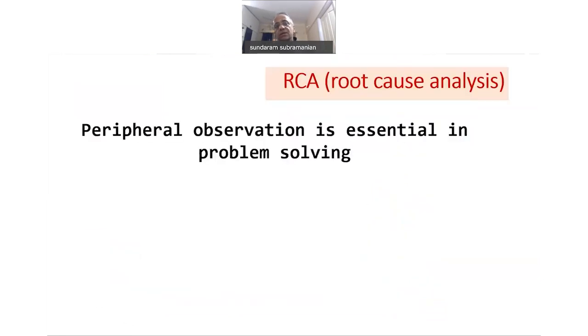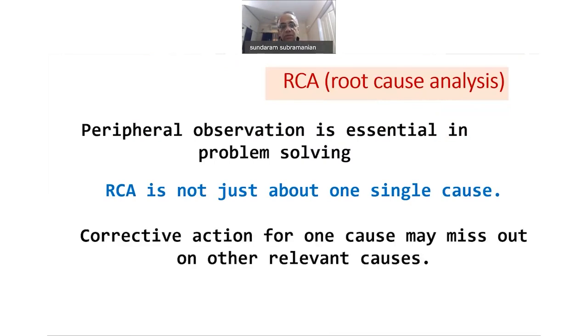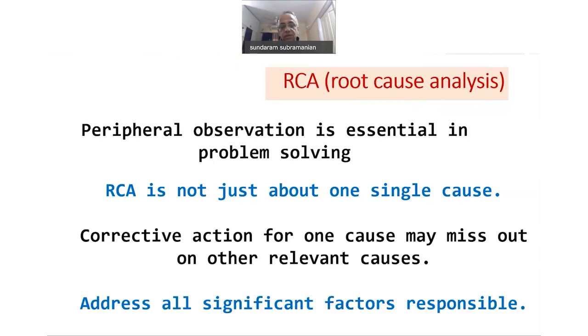So friends, in root cause analysis, peripheral observation is essential in problem solving, like we saw in the case of the chimney and the water jacket fin. Root cause analysis is not just about one single cause. Corrective action for one cause may miss out on other relevant causes. So address all the significant factors responsible for the problem.